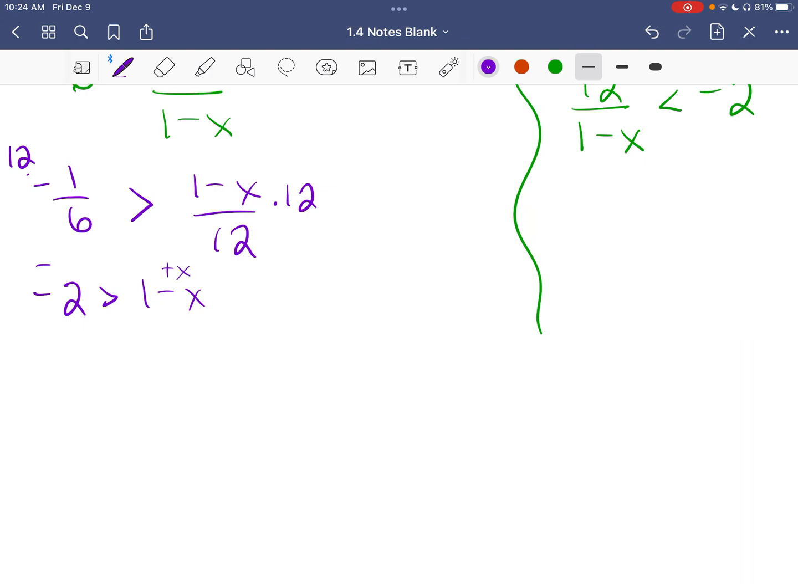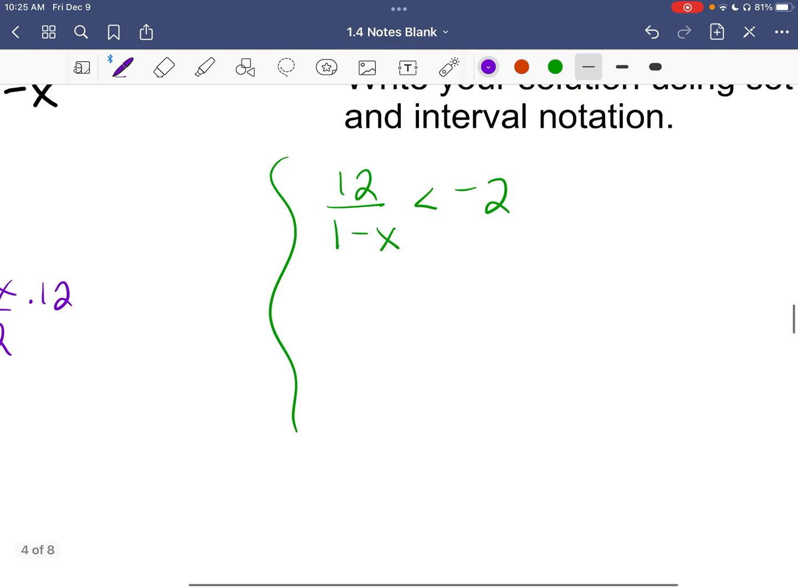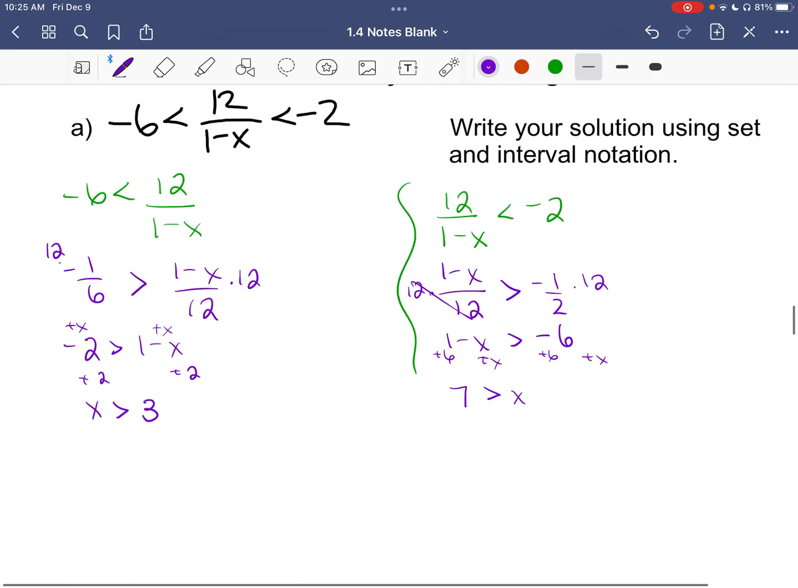If we add x to both sides and we add 2 to both sides, we get x is greater than 3. On our other inequality, so again, take the reciprocal of both sides. Our inequality changes and we would have -1/2. Multiplying both sides by 12 to solve, we get 1 minus x is greater than -6. If we add x and add 6, we get 7 is greater than x. So x is less than 7.